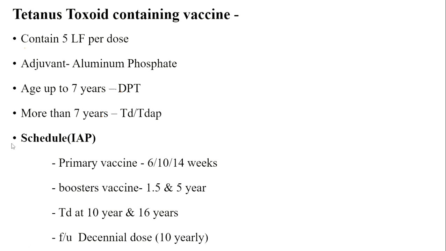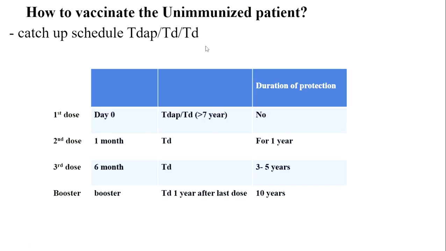The routine schedule for vaccination includes 3 primary doses at 6, 10, 14 weeks, followed by booster doses at 1.5 and 5 years, then TD injection at 10 years of age and 16 years, and then followed by every 10th year, that is decennial doses. Then what is the catch-up vaccination schedule for unimmunized patients? So 4 doses are recommended, 3 primary doses and 1 booster. Among these 4 doses, the first dose should be Tdap and subsequent doses can be TD.